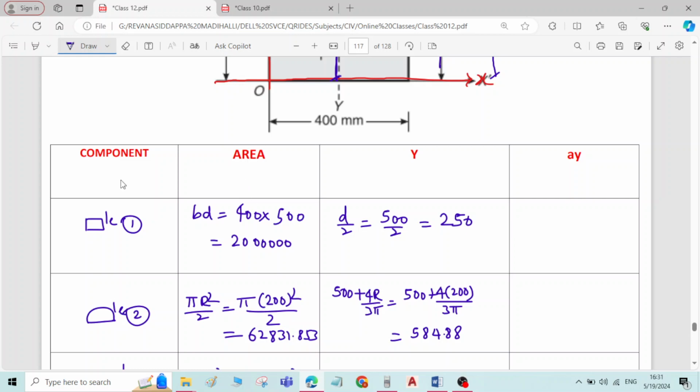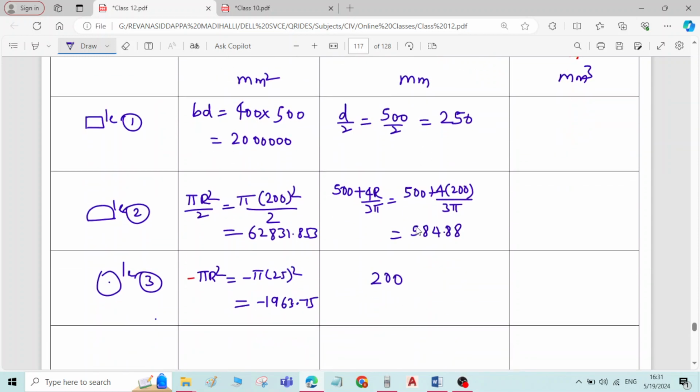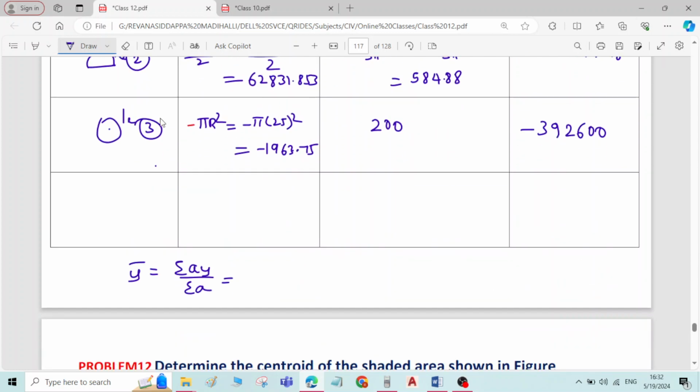Now multiply area and y. Here the units are mm square, mm, and millimeter cube. Area into y: 200,000 into 250 becomes 50,000,000. Then for the semicircle, the product is 36,749,094.18. If you get some difference in the last 2 or 3 digits, no problem, because it is a very big answer. A difference in the last 2 or 3 digits doesn't matter, finally you will get the same answer, don't worry. Then the circle gives minus 392,600.